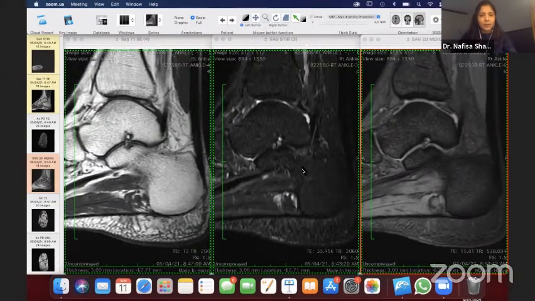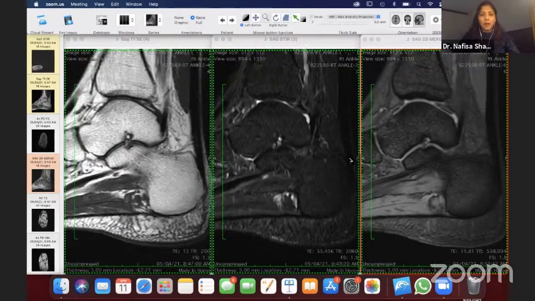So these are the three images. That's the T1. This is the fat saturated sequence. And this is a GRE. GRE has excellent resolution for the cortex, the bone, the trabecular pattern, and the cartilage. So small avulsion fractures would be better seen on GRE. We'd also be able to look for hemosiderin on GRE. But mainly the workhorse of the ankle would be a fat saturated image.